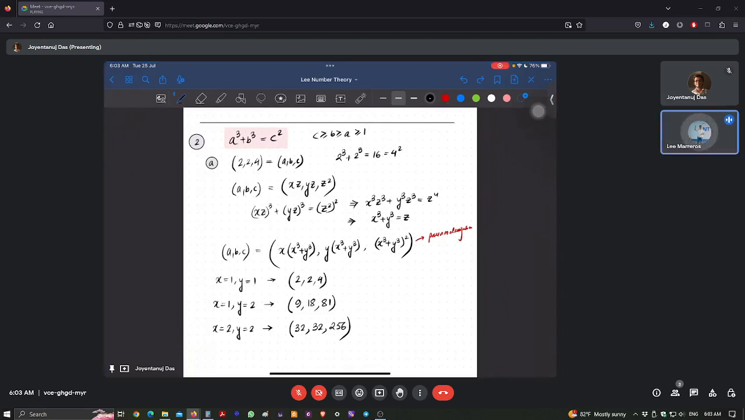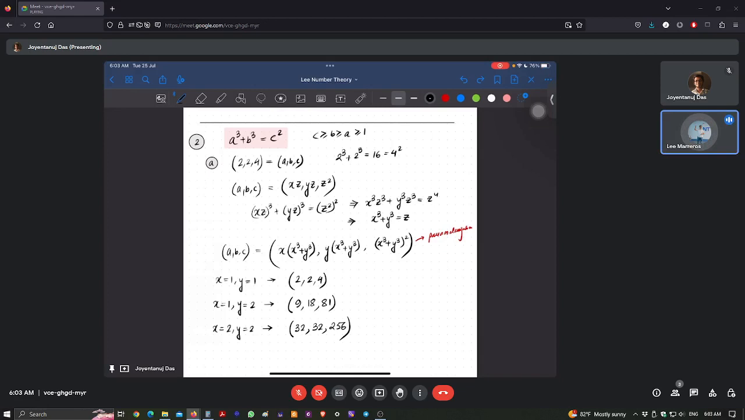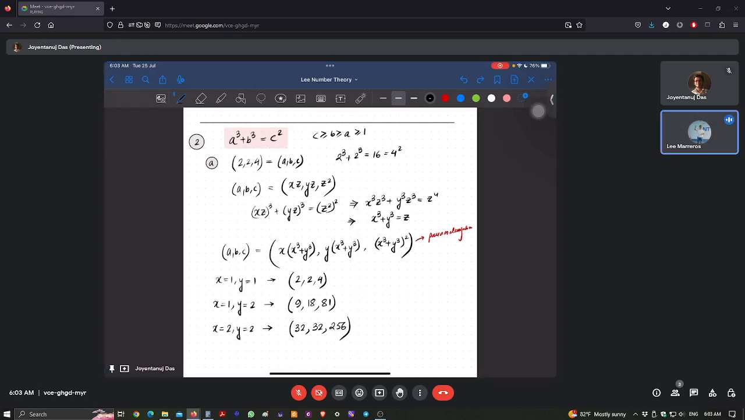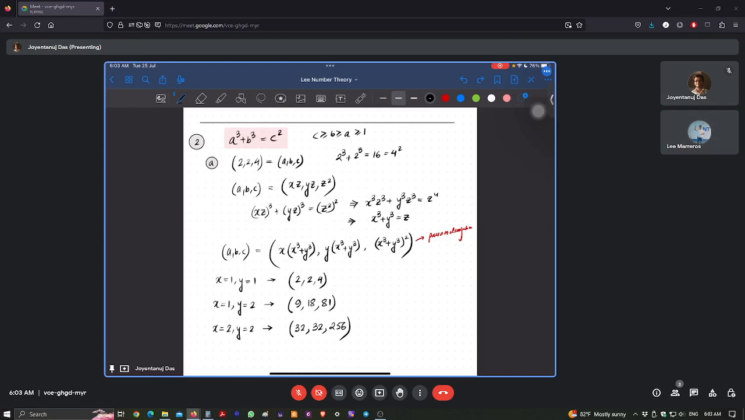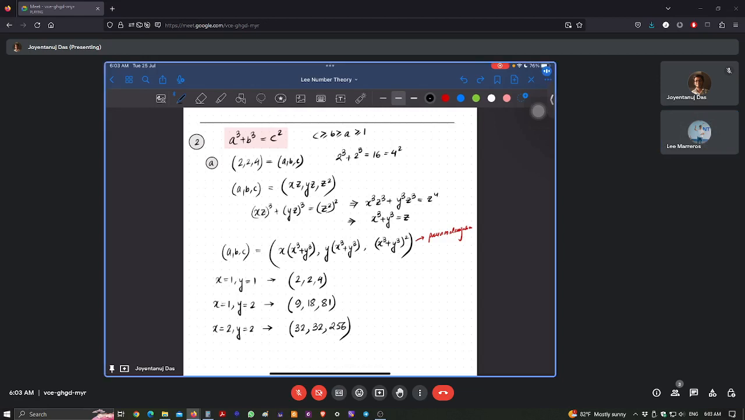So wait, what's the question? The question is they gave one solution and told us to find 3 more solutions. So we use the hint and replace into the general equation, and then we remove one variable. And then any combination of x, y will work. Yes, any combination will work. Okay, fine. Now let us see part B.